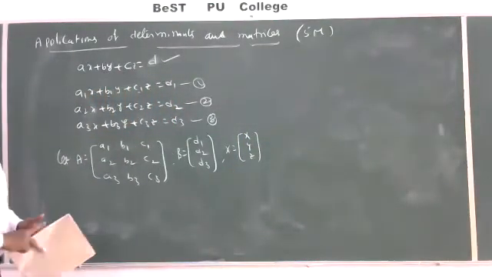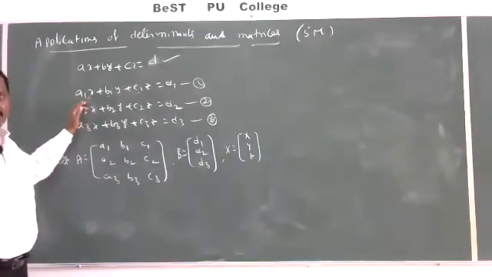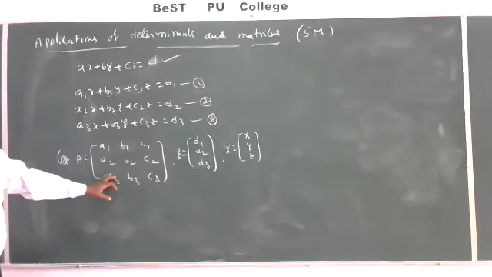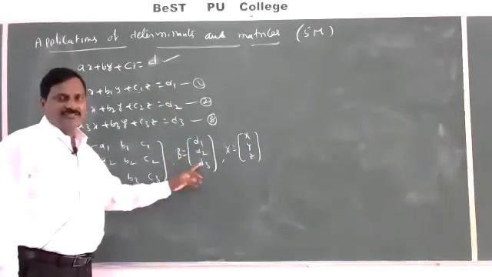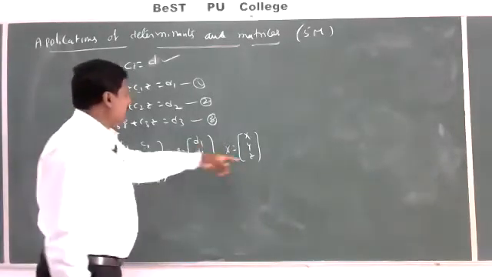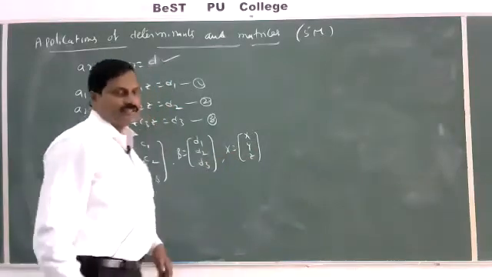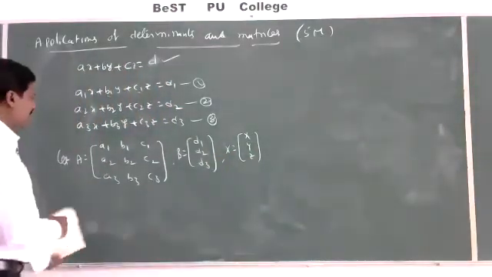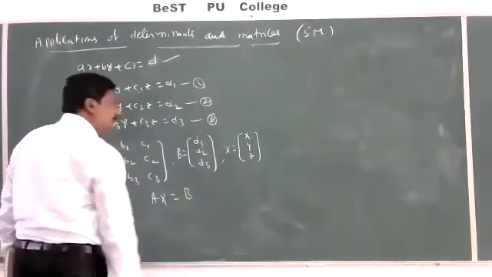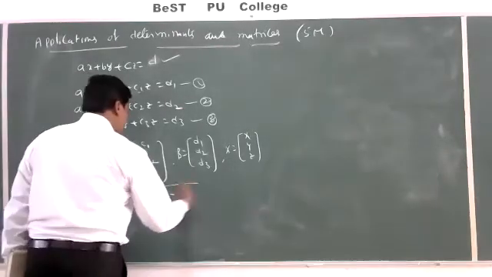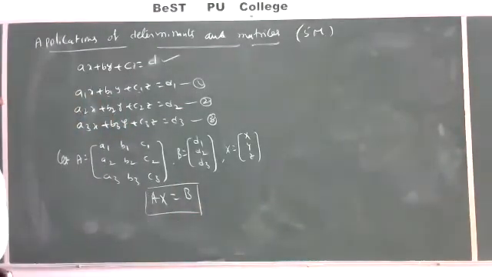First, we have to convert these 3 equations into matrix form. A is all the coefficients of x, y, z, that is called the coefficient matrix. B is these constants, d1, d2, d3, the constant matrix. And x, y, z you consider one matrix, that is the variable matrix. Using these, the equation form is Ax equal to B.